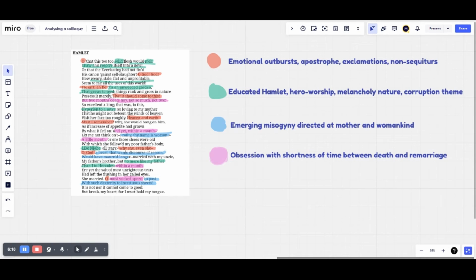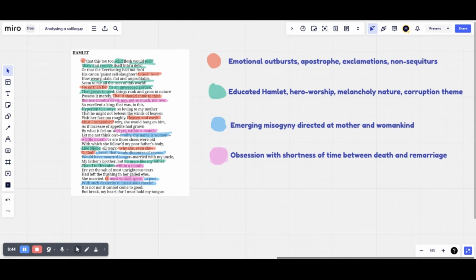I mentioned educated. We know he's at Wittenberg with Horatio, and we see that with the classical references. When he says Hyperion to a satyr, when he mentions Niobe, when he says no more like my father than I to Hercules, these show us that he's an educated prince who is aware of the classical references he's making. We get hero worship. "So excellent a king that was to this Hyperion to a satyr." It's an extreme, hyperbolic comparison being made, and shows us the hero worship that Hamlet has for his father.